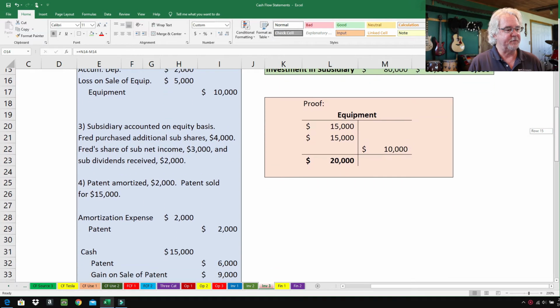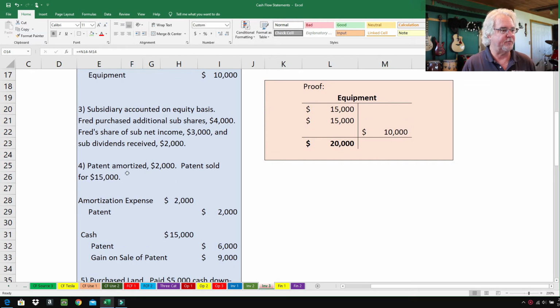So here's some extra information on the patent right down here. Number 4, the patent was amortized, $2,000. And then the patent was sold for $15,000. Now this is a cash flow statement. We're interested in cash. So here's the journal entry to amortize the patent. We have amortizing expense, $2,000, patent, $2,000, no cash there. Don't need to worry about it.